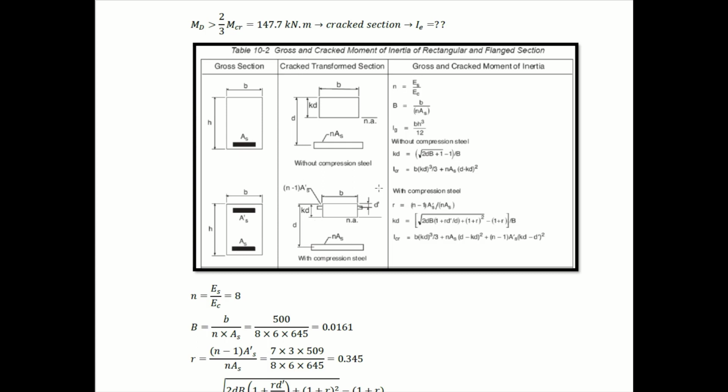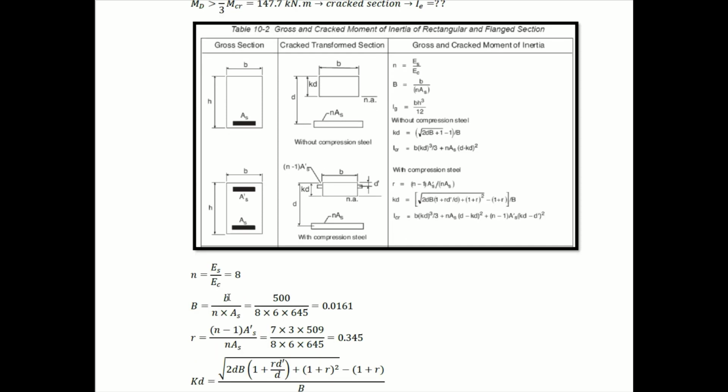But there are some common factors, which are N, B capital, and I gross. Let's see, N is equal to 8. B capital, as last time, is equal to B small, the beam's width, divided by NAS. Beam's width is 500 millimeters in our case. N is 8. AS, we have 6 29 millimeter rebars in the tension zone. So it's 6 times 645. 645 is the area of one 29 millimeter diameter rebar. This is the value of B capital.